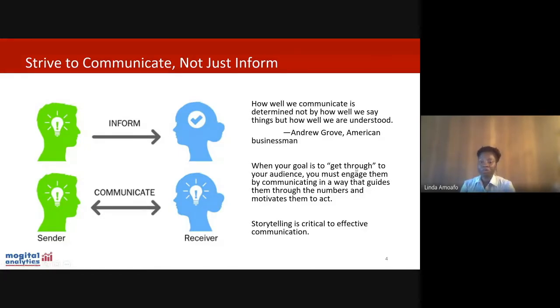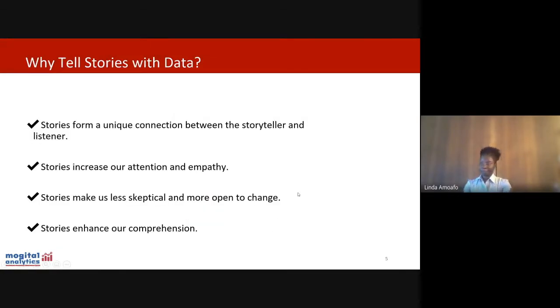So when your goal is to get through to your audience, you must engage them by communicating in a way that guides them through the numbers and motivates them to act. And storytelling is critical to effective communication. When you want to communicate your data to people, you need to tell a story and not just inform them. Okay, so why do we need to tell stories with our data? As we've seen before, storytelling helps to communicate and not just inform our audience of our numbers. But here are some other fun facts about storytelling with your data.